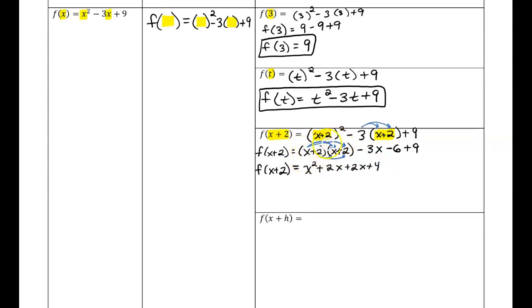We distribute the first term all the way through, the second term all the way through. And the FOIL helps us remember how that's done. I still have the minus 3x minus 6 plus 9. And in this case, there is a lot we can combine. I want to simplify it as much as possible.